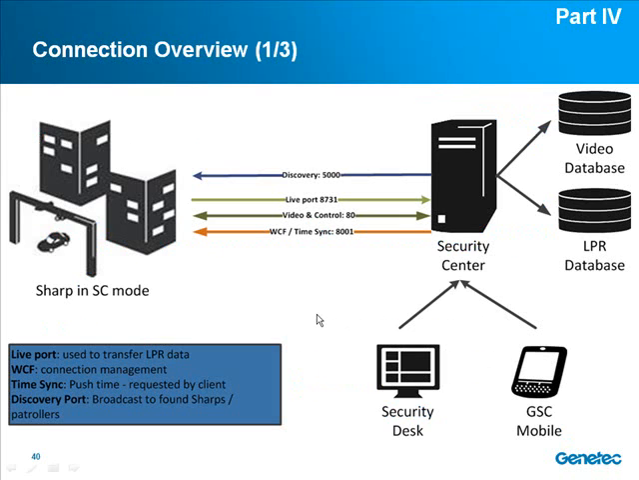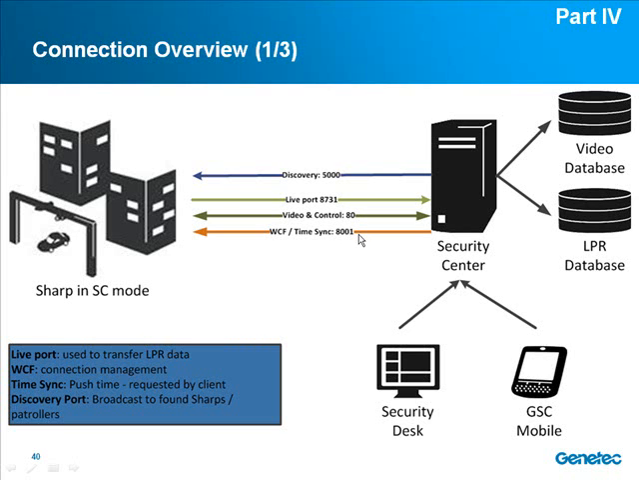Starting with a fixed system here, where the Sharp camera is integrated with our Security Center over here. Our discovery is done on port 5000, which is being broadcast. If you're manually adding a camera, you don't need to worry about the discovery port. The live port is a one-way communication between the Sharp and the Security Center system, and is set up on TCP port 8731. Video command and control is done on HTTP port 80. And our WCF connection management and time synchronization is being done on port 8001.